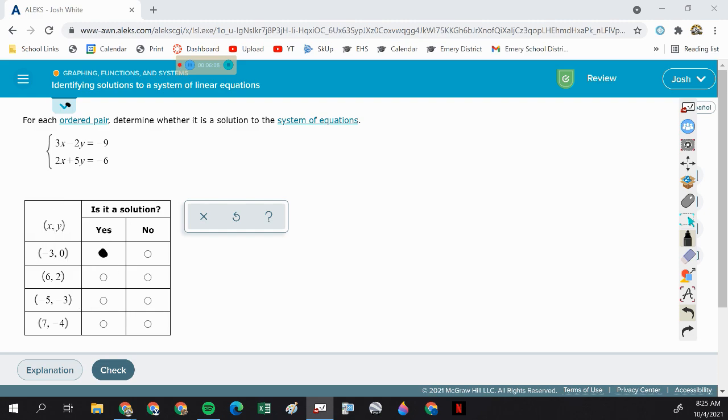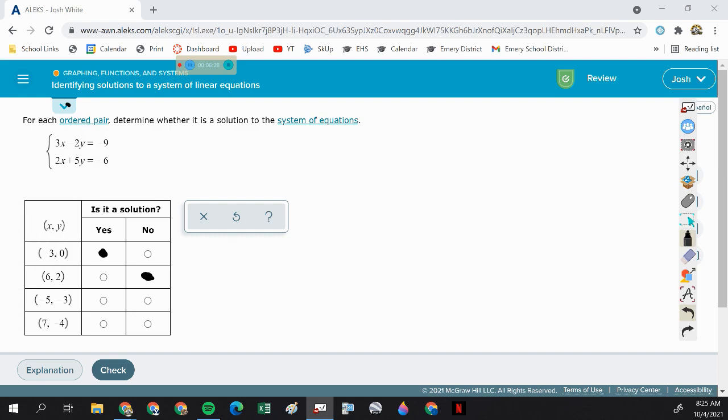Then we try another one. That would be 12 plus 10. Is 12 plus 10 negative 6? No. Should I bother plugging it into the top? No. If it didn't work in one, we don't care if it works in the other one. So that is a no.